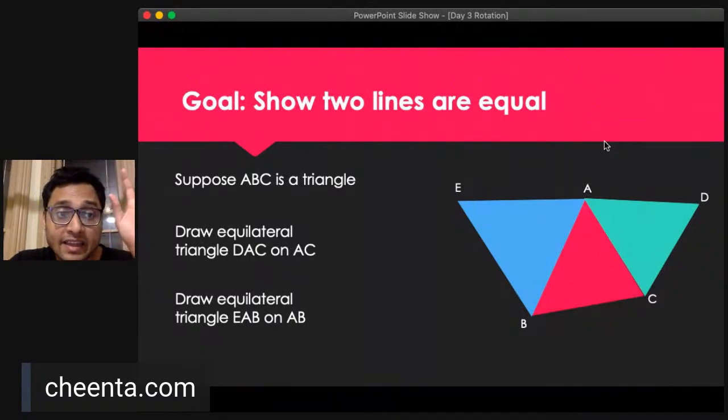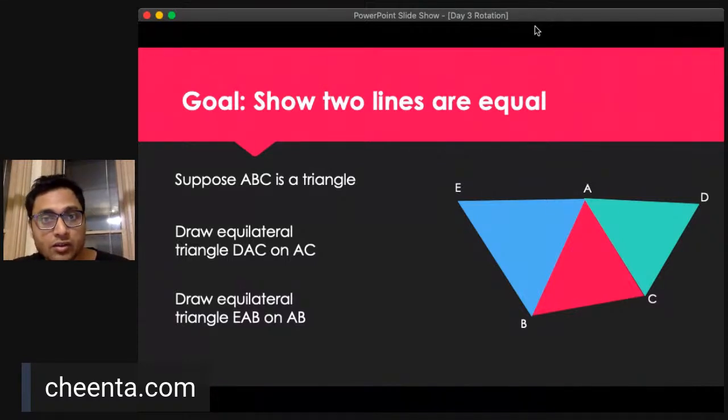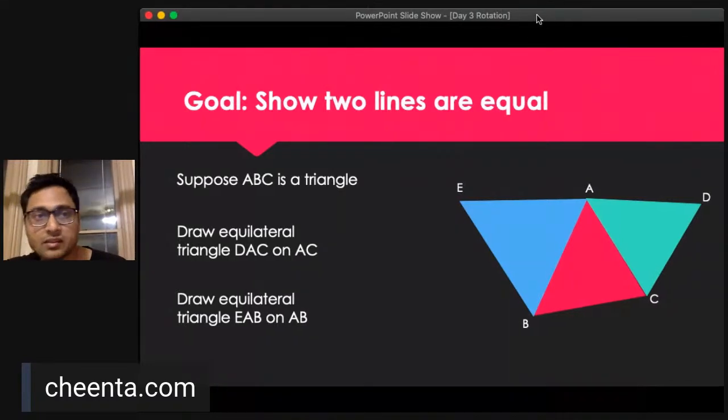Remember, the triangle ABC itself need not be equilateral. The triangle ABC could be anything. It could be a scalene triangle, could be an isosceles triangle, that's fine. What we just did is we took two sides of the triangle ABC, AB and AC, and we constructed two equilateral triangles on two sides of it. This is something we have already talked about, so you should remember this.